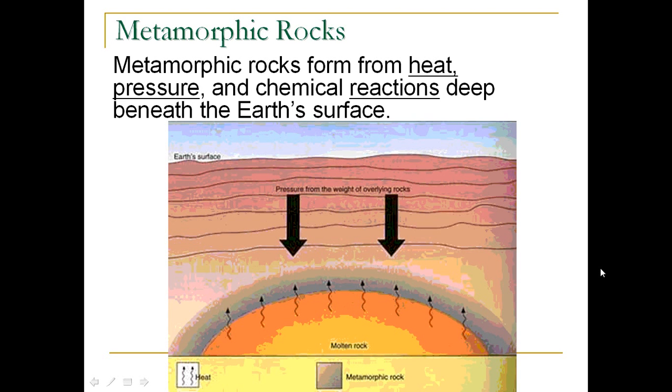Metamorphic rocks are formed from heat, pressure, and chemical reactions deep beneath the Earth's surface. So if you look at this picture, you see the Earth's surface at the top. All of those lines are representing layers of rock. And then at the bottom you see the molten rock, that magma chamber down there. The metamorphic rocks form in between, from the heat and the pressure of all the overlying rocks. So right there in the middle.